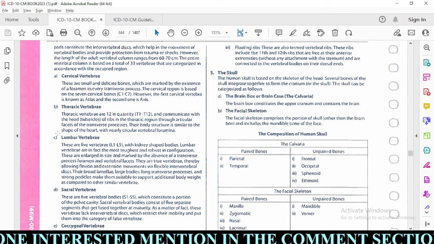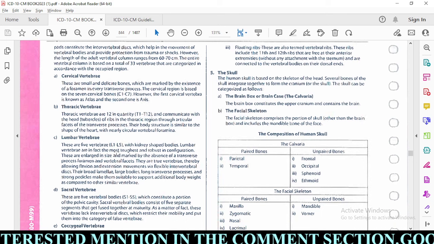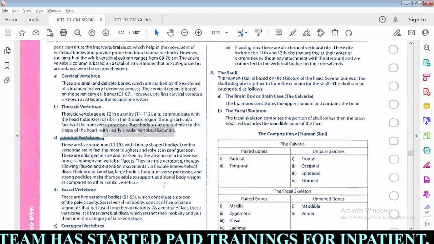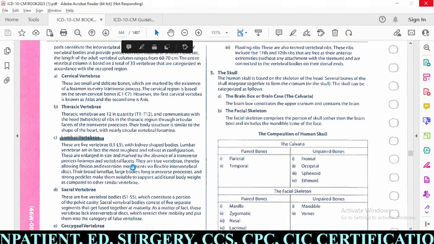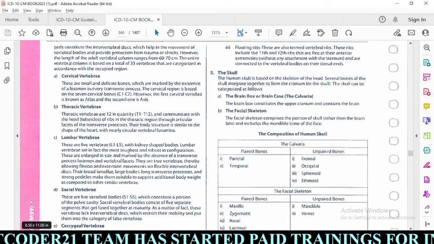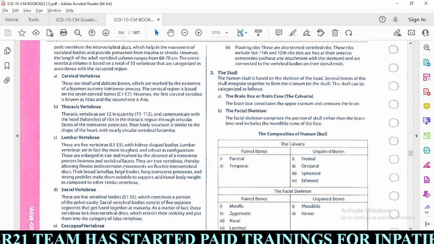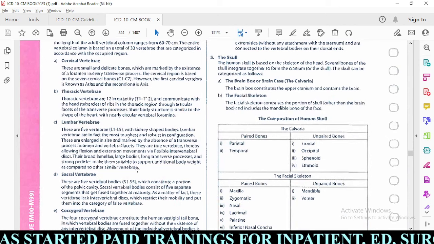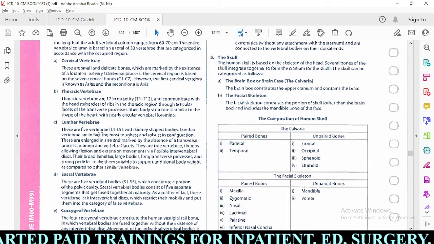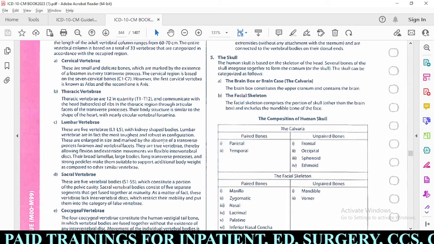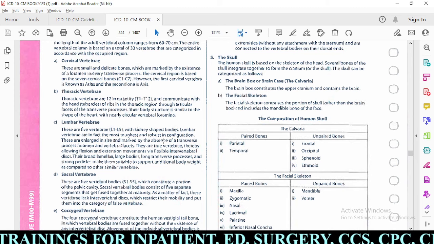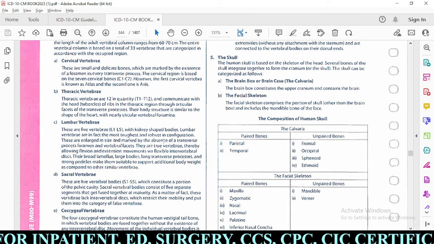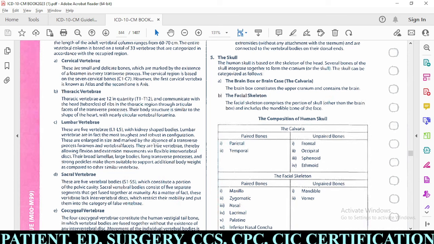If you see here lumbar vertebrae, our question is how many vertebrae are in the lumbar vertebrae. See, there are 5 vertebrae. So here you no need to panic. This comes under the musculoskeletal system, chapter 13. Here you can check there are 5 vertebrae with kidney shaped bodies. So you need to remember that the lumbar vertebrae has 5 vertebrae. You can answer the question easily if you know the chapter specific information in the ICD-10-CM book.